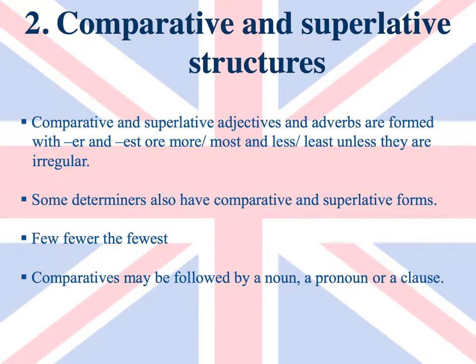Let's look at comparative and superlative structures. Comparative and superlative adjectives and adverbs are formed with -er and -est or more, most, and less, least, unless they are irregular. Some determiners also have comparative and superlative forms. An example of an irregular adjective is few, with fewer and the fewest. Remember that comparatives may be followed by a noun, a pronoun, or a clause.